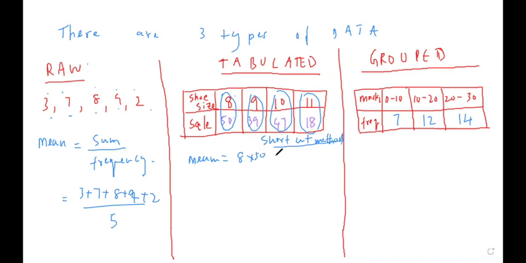But it's pretty much this: 8 into 50 plus 9 into 39. You've got to find the sum of those. Okay, 8 into 50, 9 into 39, plus 10 into 47, plus 11 into 18. All of that divided by how many ever there are. So that divided by this number at the bottom. It's 50 plus 39 plus 47 plus 18.